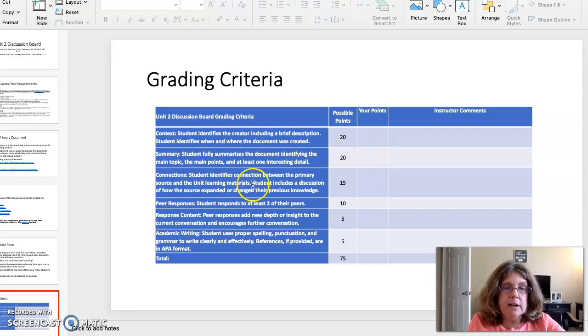Connection. Student identifies connection between the primary source and the unit learning materials. Student includes a discussion of how the source expanded or changed their previous knowledge. My comments, how many points out of 15?